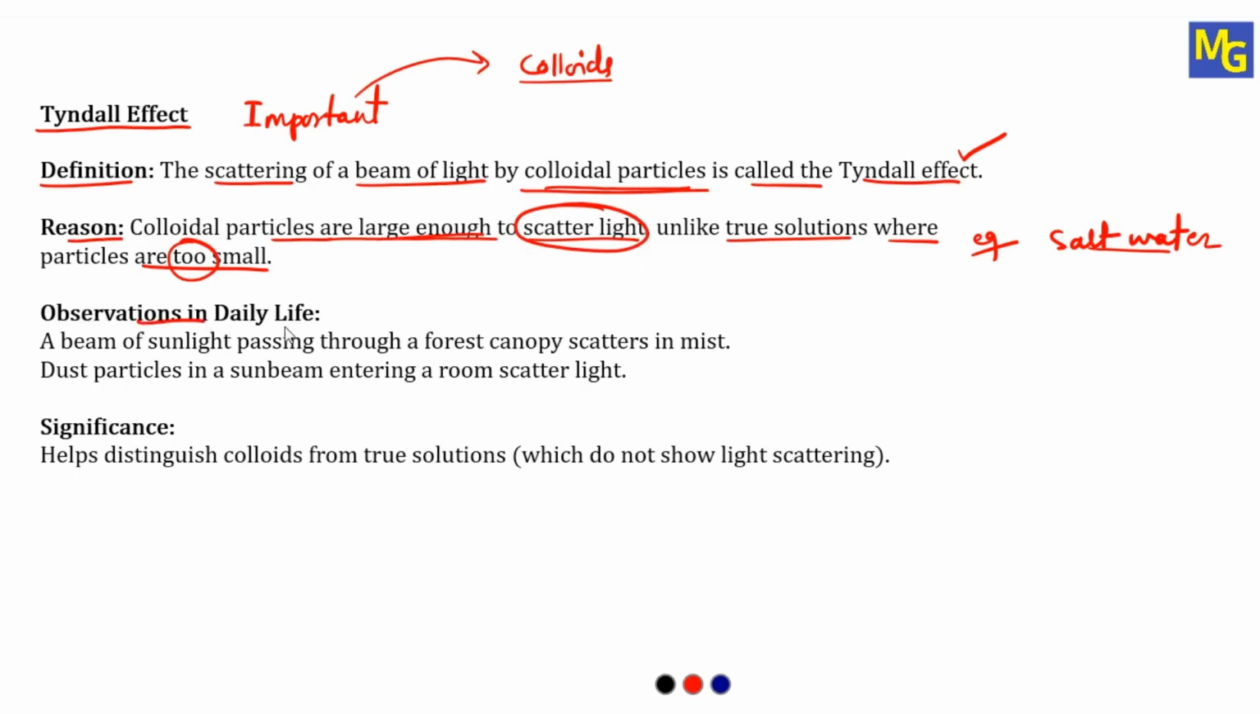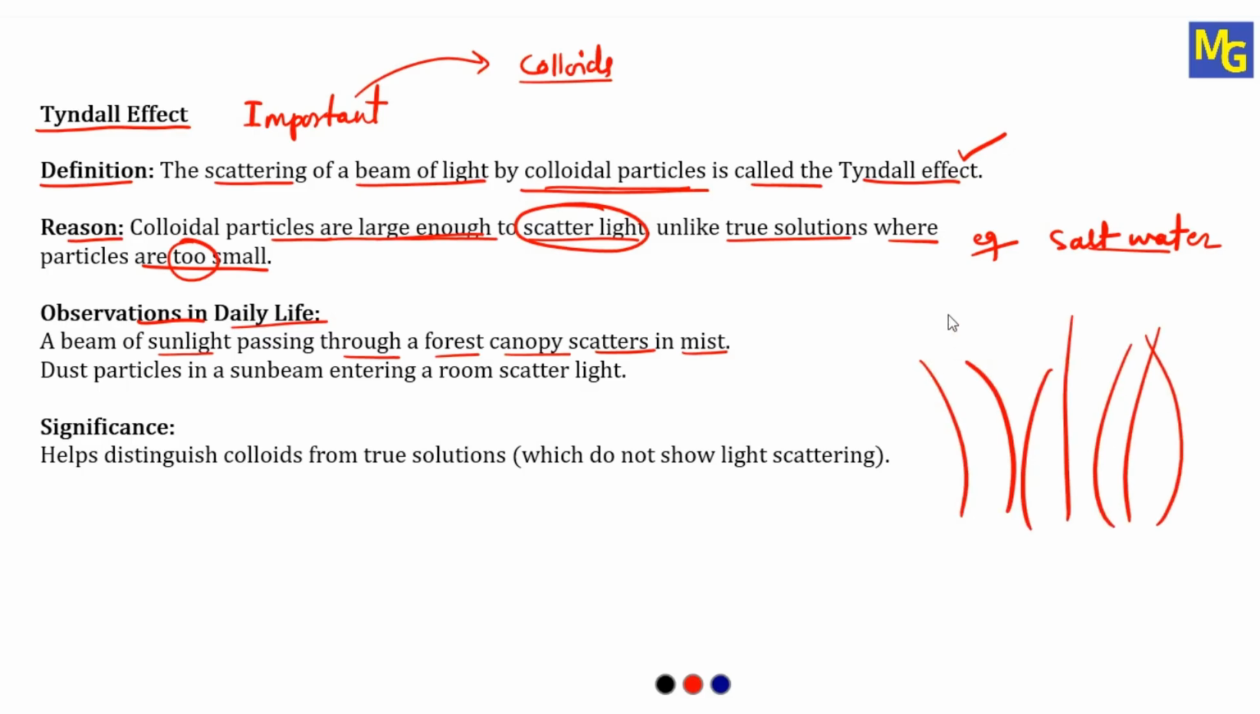Now, observations in daily life. In our day-to-day life, there are so many examples where we can see this Tyndall effect. First one, a beam of sunlight passing through a forest canopy scatters in mist. You may have seen in a forest, there will be many trees, and in between the trees the sunlight will be coming from the top. And when the sunlight passes in between the trees, there will be so many air molecules or dust molecules in the atmosphere. For example, imagine if these are the trees.